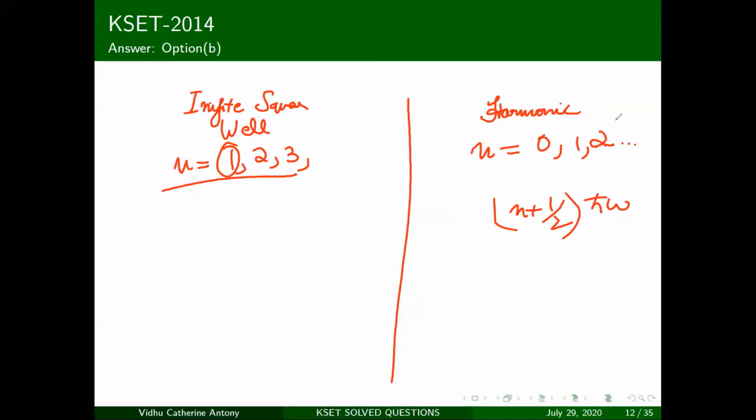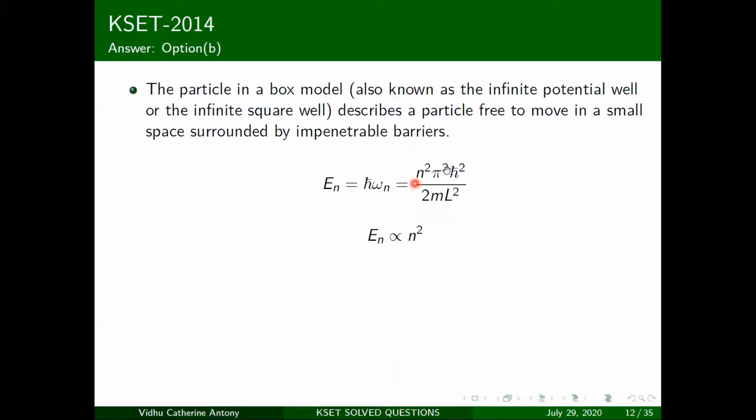One is starting with 0 and the other one is starting with 1. Let's look at this formula: n square pi square h cross square divided by 2 m L square. If you know this formula, you can even look at your length. In the other case the length was constant, so it really didn't matter, and the variation was only in your state number. This is something I really want you to note. The square well starts with n equal to 1, whereas the harmonic potential starts with n equal to 0.